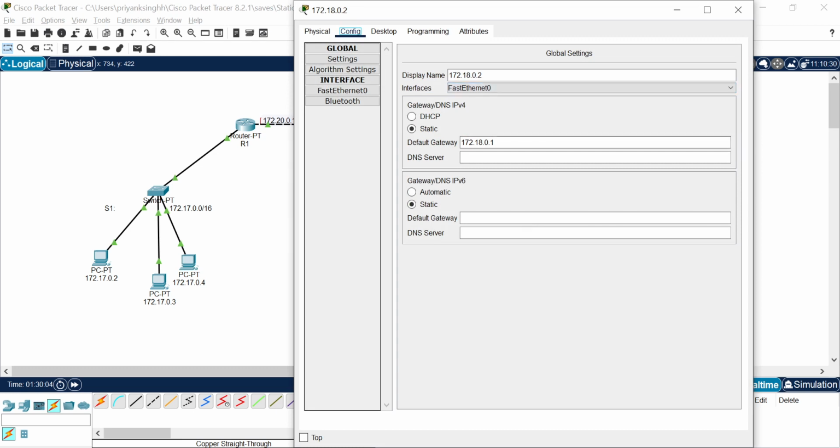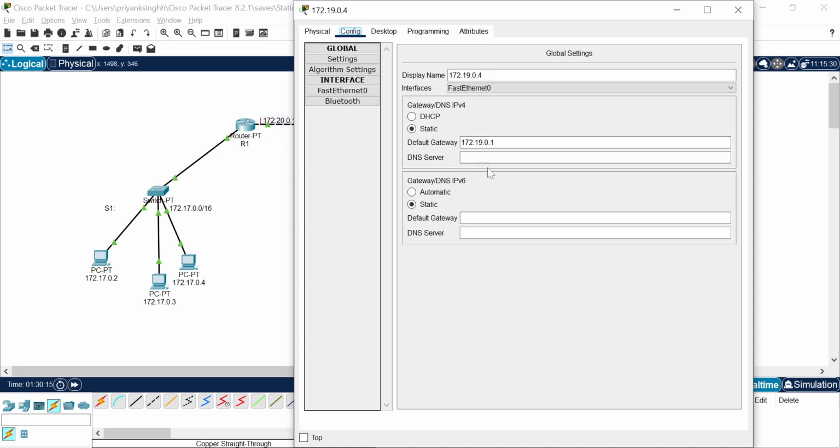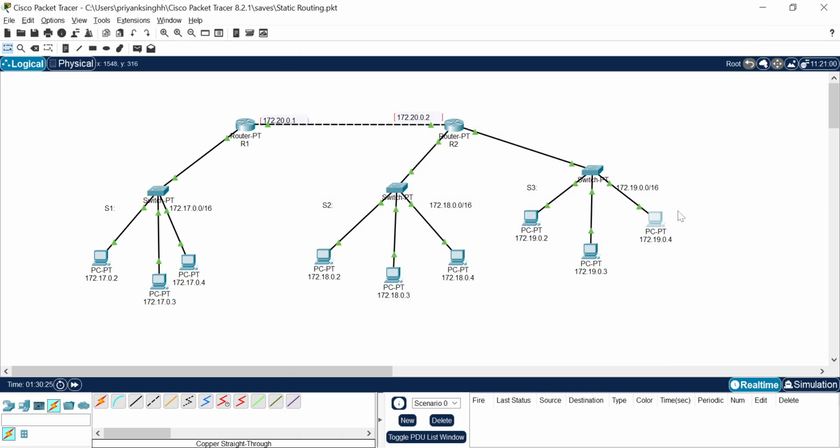Let's have a look at the second network PC. I have given 172.18.0.1 as a gateway for this one, that is an 18 series IP. We can confirm this in the third network also. I have given 172.19.0.1 over here for the third network's last PC. So I have confirmed that I have given the first IP address of every network as gateway.